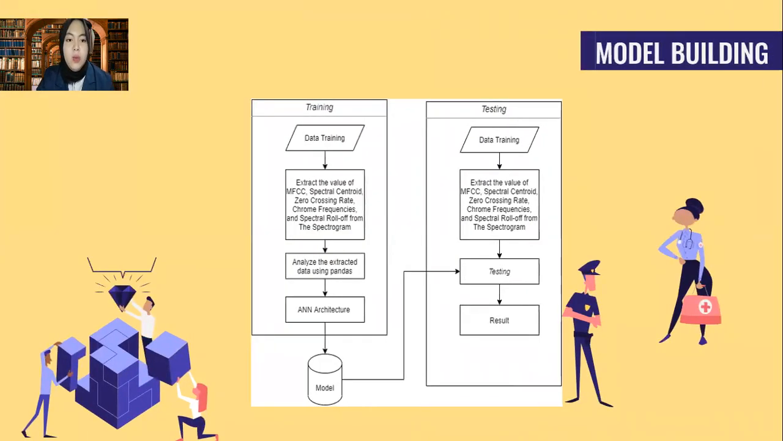And here's the model building. We start from training data. As you can see, the data training that we get from the data acquisition. We're going to extract the values from the spectrogram, which have the values of MFCC, spectral centroid, zero crossing rate, and etc. And after that, we're going to analyze those data using pandas, because we're going to put it into a CSV file so we can use pandas to analyze it. And after that, we're going to build the model of ANN detectors. And after that, we're going to test the model using the data training. And after that, we see the result.